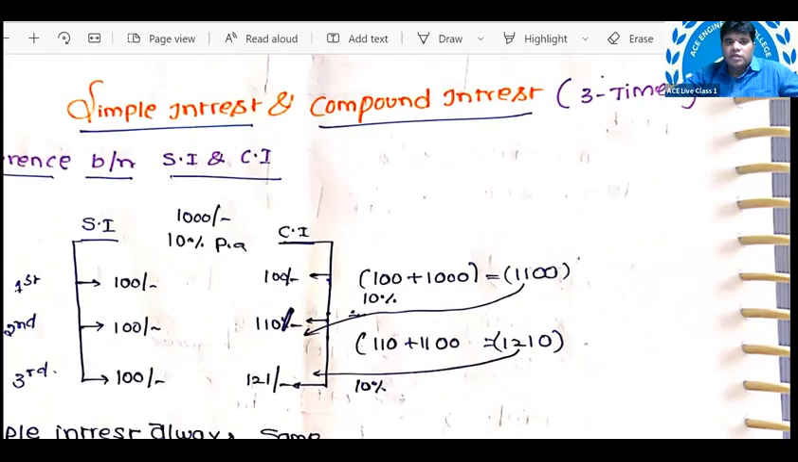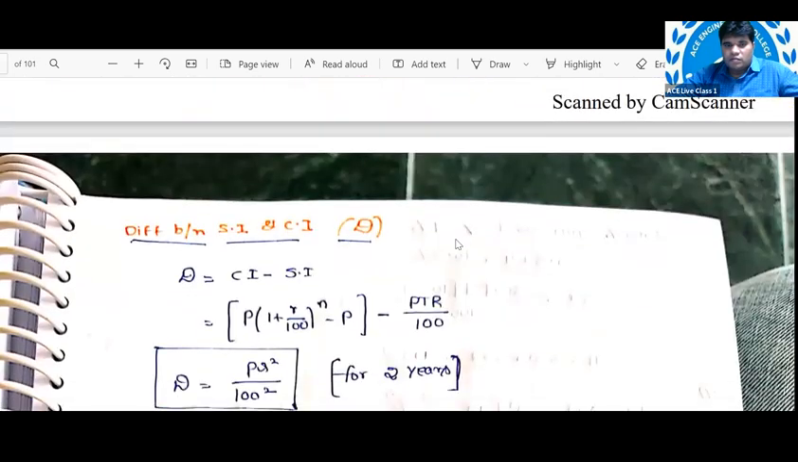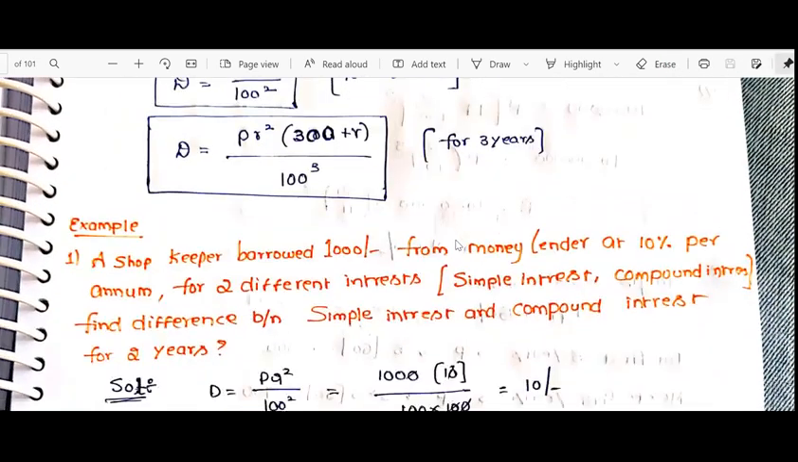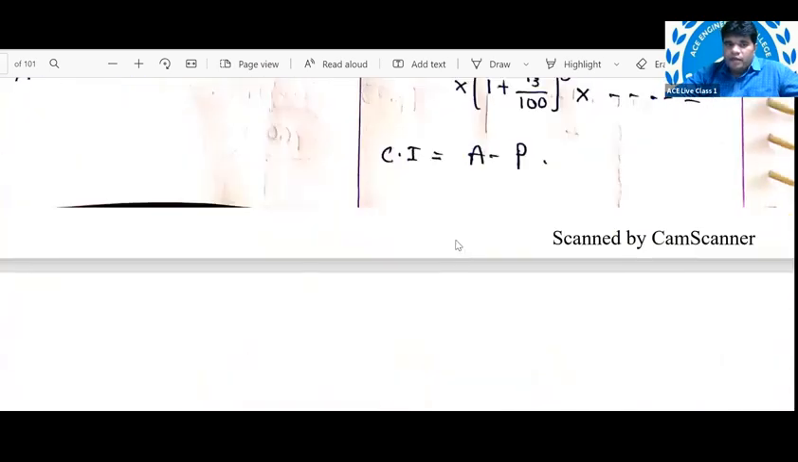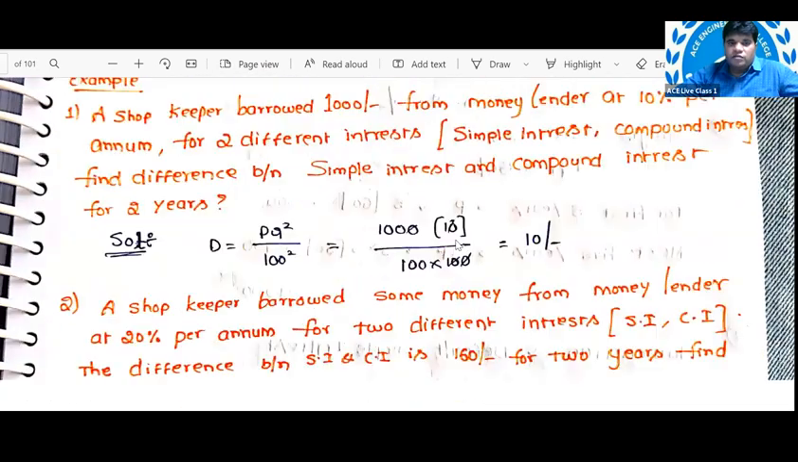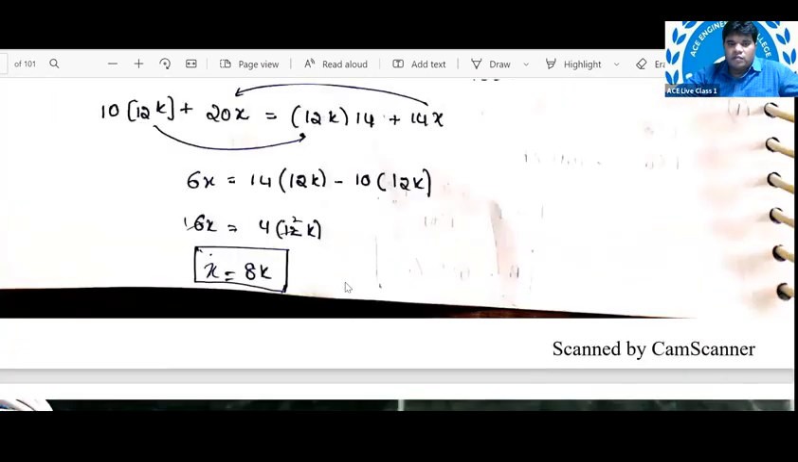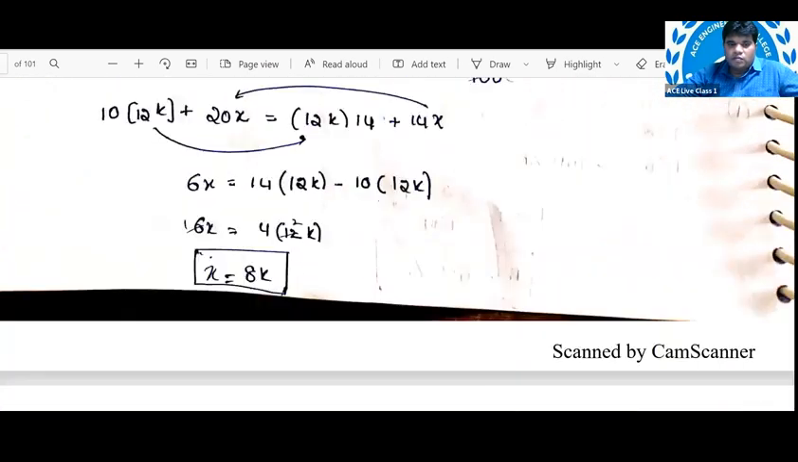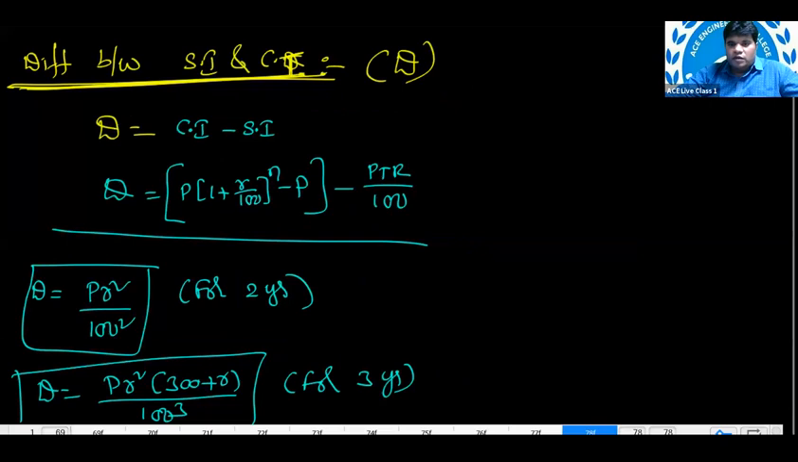Look at friends, simple interest and compound interest. Same information. These are material questions. Okay, example. Tell me.